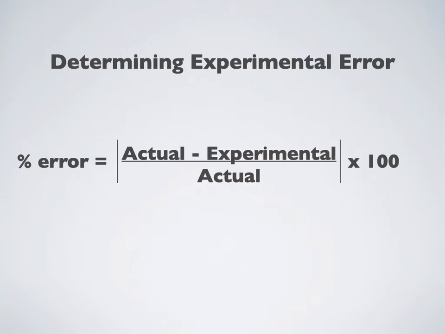And this could come in a number of forms. We'll look at an example here in a moment. Divided by the actual value times 100. You'll notice that this calculation is in absolute value. So for our purposes, we're not concerned about whether or not you're too high or too low. Just how far off are you from that accepted or actual value.